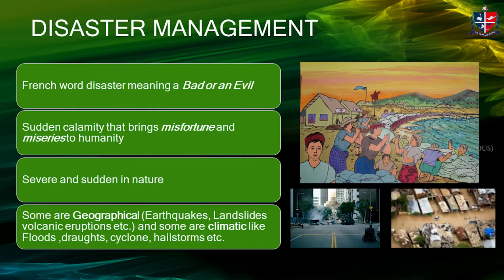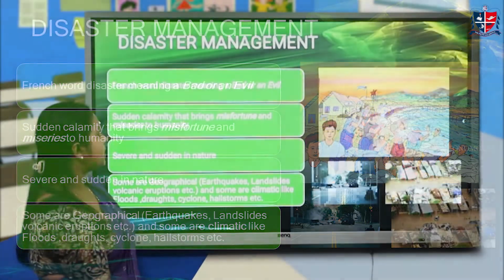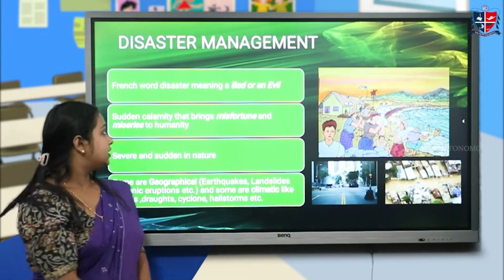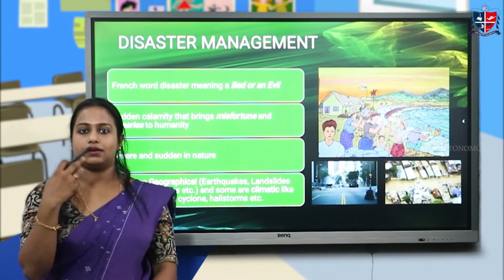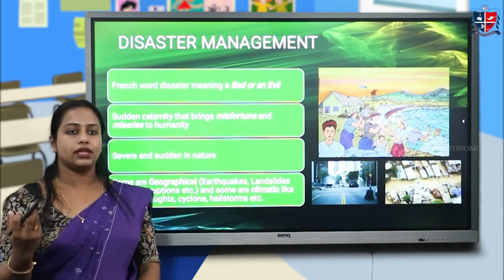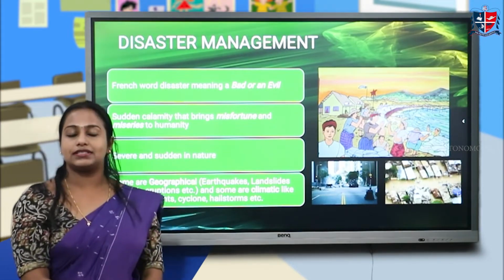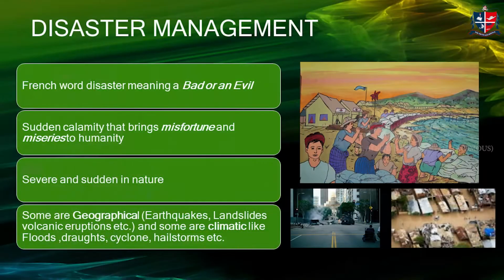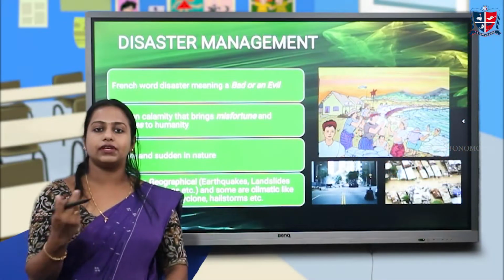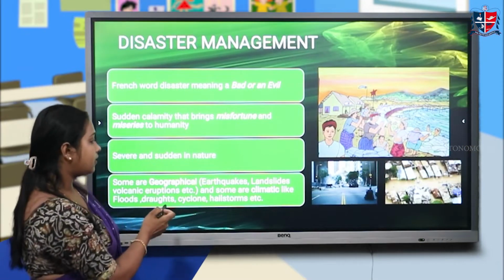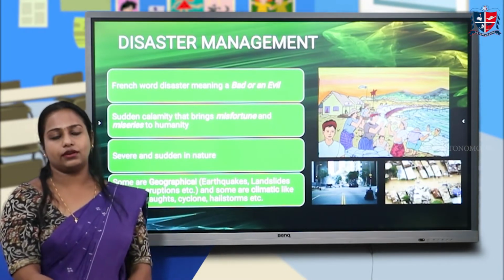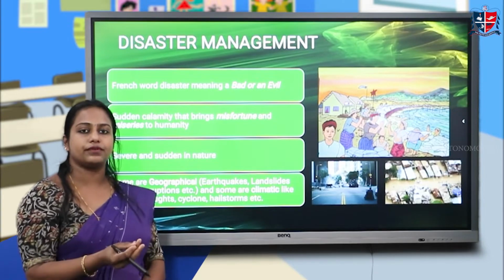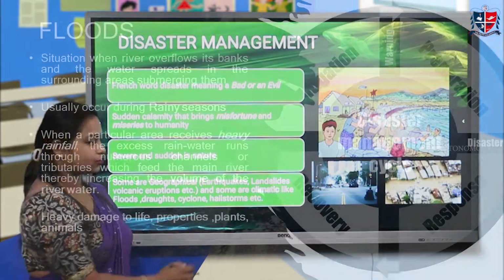Disaster management, the term is derived from a French word meaning bad or evil. A disaster brings misery or distress among the people. It is severe and sudden in nature. Some of the types of disasters are geographical and climatic. Geographical ones are earthquakes and landslides, and some of the climatic disasters are floods, droughts, and cyclones. So today we'll be discussing a few geographical and a few climatic types of disasters.